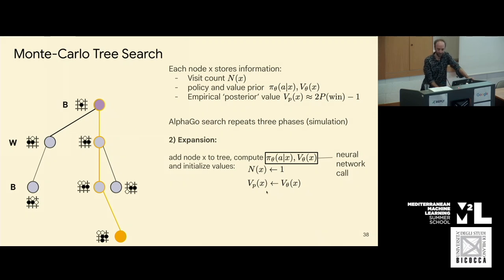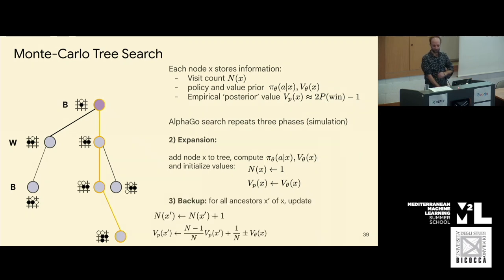And the last bit is the backup. And so now I've visited that node, and I have a slightly better estimate of whether I'm going to win or lose in that position. And this should inform all the parents, because the parents led to that node. And so I increase their visit count by 1, because I'm more certain about their value, because I've spent more computation to think about those nodes. So this is the increase of visit count. And the second term is I move the posterior value towards the value function of the leaf.